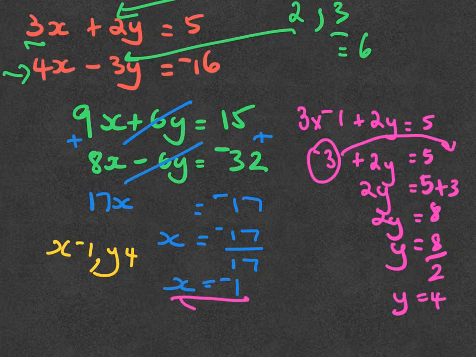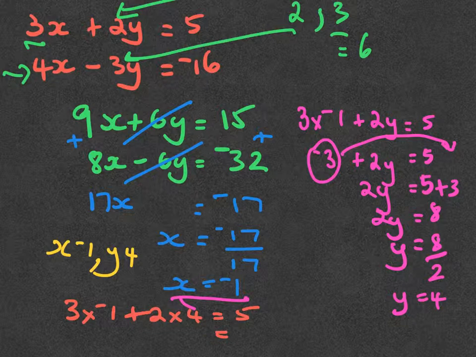Okay, so we can check this. So now if we go 3 times negative 1 plus 2 times 4 equals 5. So 3 times negative 1 is negative 3, plus 2 times 4 is 8. We add them together and we indeed get 5.